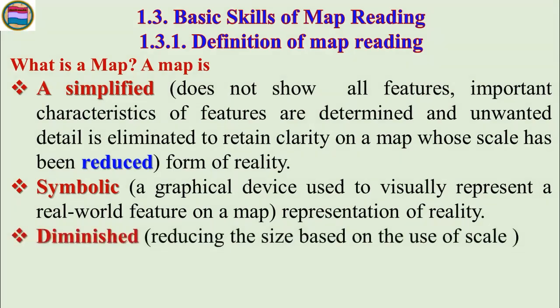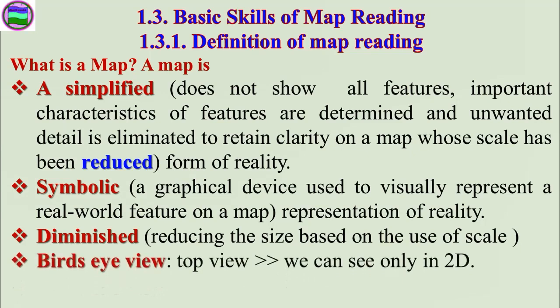The other one is that a map is a diminished version of the real scale, meaning that it reduces the size based on the scale. For example, we can display Ethiopia, or we can display Africa or the world, and that can be done by using the map. So a map is a diminishing form of reality.